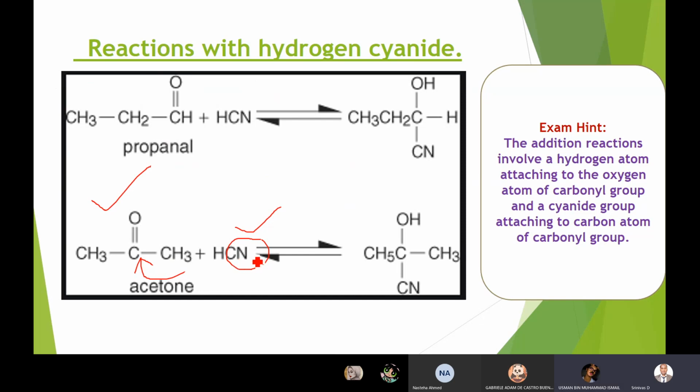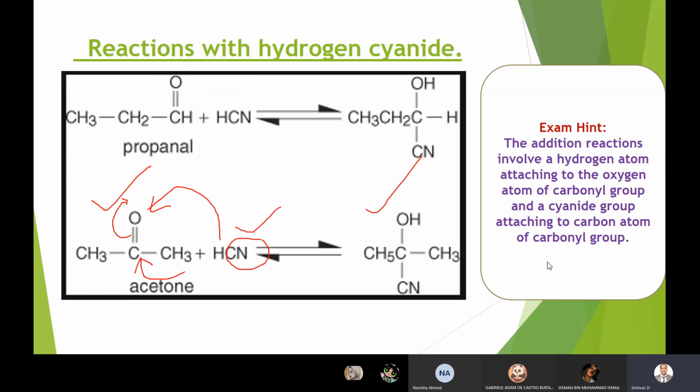CN minus will act as a nucleophile, then the hydrogen from the other molecule will attack this oxygen, because this oxygen partially develops a negative charge. Okay, hence now the CN you add over here, am I clear? And H over here, then you get the product.